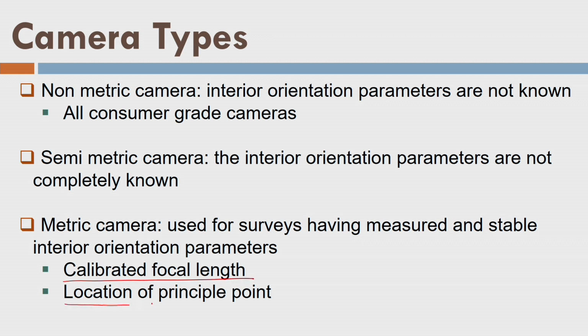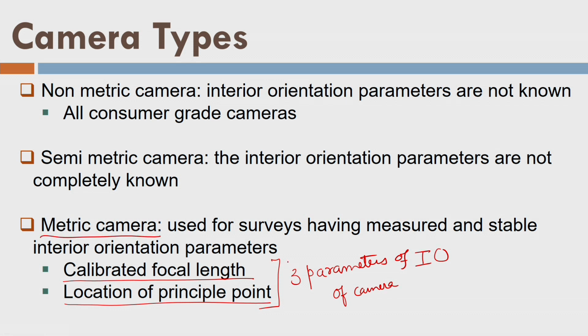And the location of the principal point. We will look into what these are, but these are my 3 parameters of interior orientation of camera. So, a metric camera always knows these 3 parameters, right.